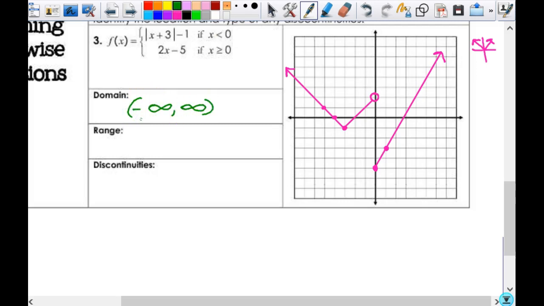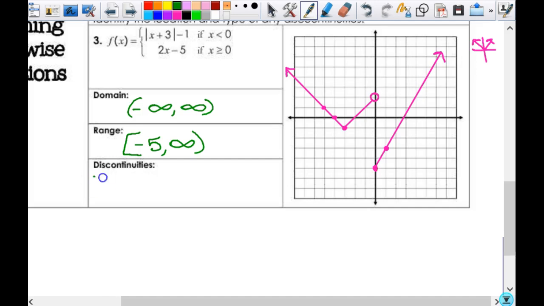Is my range all real numbers? No, where does the range start? Negative 5, and then where does it go to? Infinity. Do I include the negative 5? Yes, I do. Now, if this had been the included and this was open, so this was a closed circle and this was an open circle, then would I include 5? No. Okay.